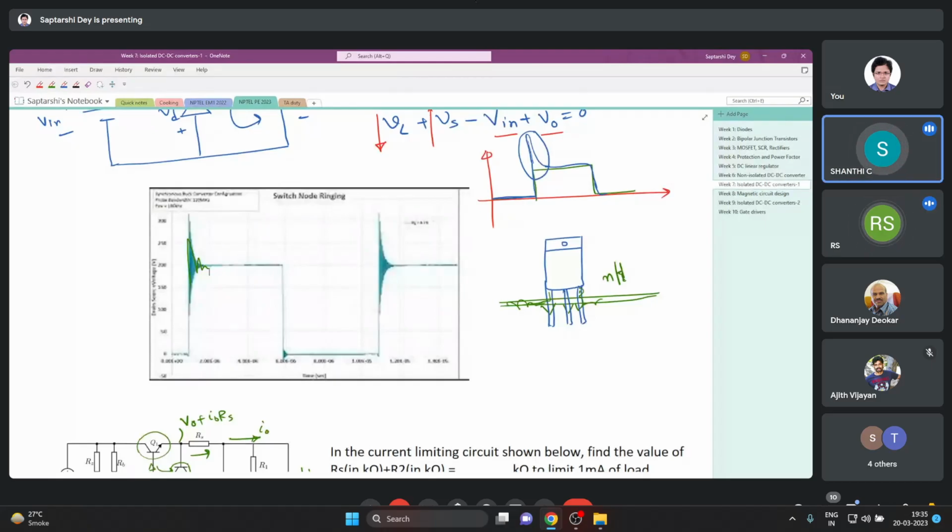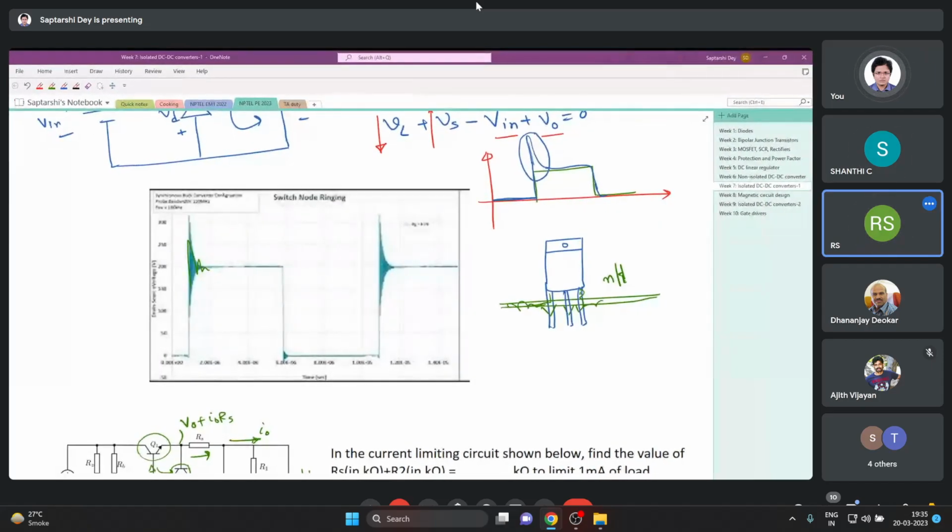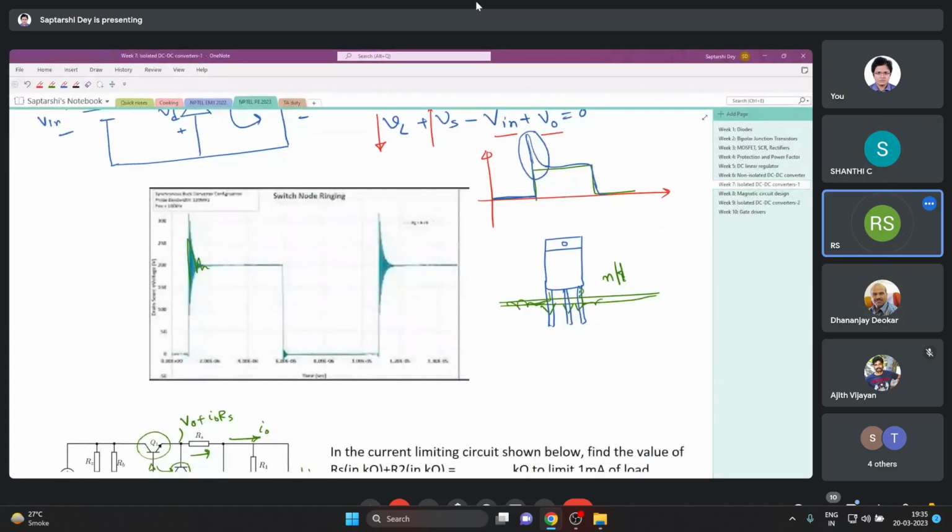So, sir, if this is the case with the inductor, in this last assignment problem number 1, sir, last week's assignment. Let me check whether the last one is gone. Week 7. Yes, sir. First one.